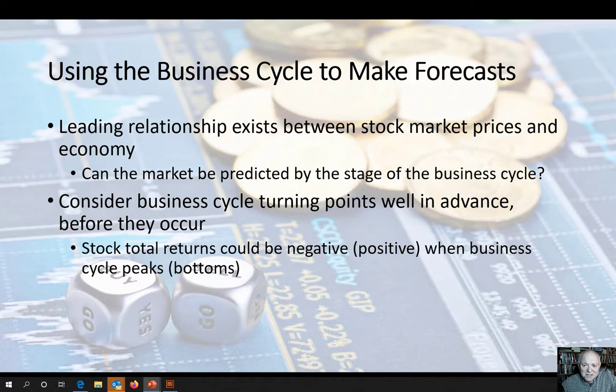So understanding the business cycle may help us to make forecasts. There's a relationship between stock market prices and the economy. The market is certainly going to be informed by the business cycle, but we need to be able to consider those turning points well in advance before they occur, because as we've said before, the market leads the economy. Stock market returns could be negative when the business cycle peaks and are likely to become positive when the cycle bottoms. So if you see a turn in the cycle, time to go into stocks.